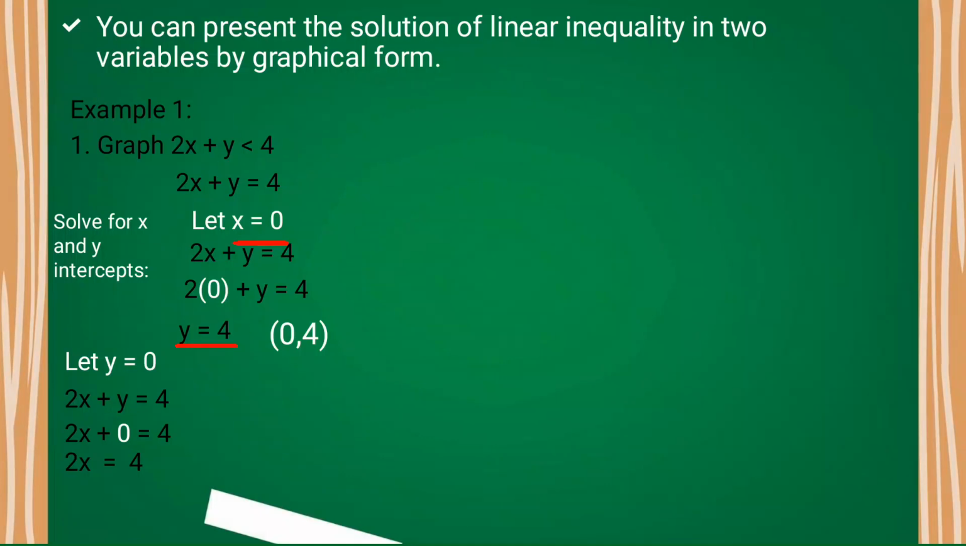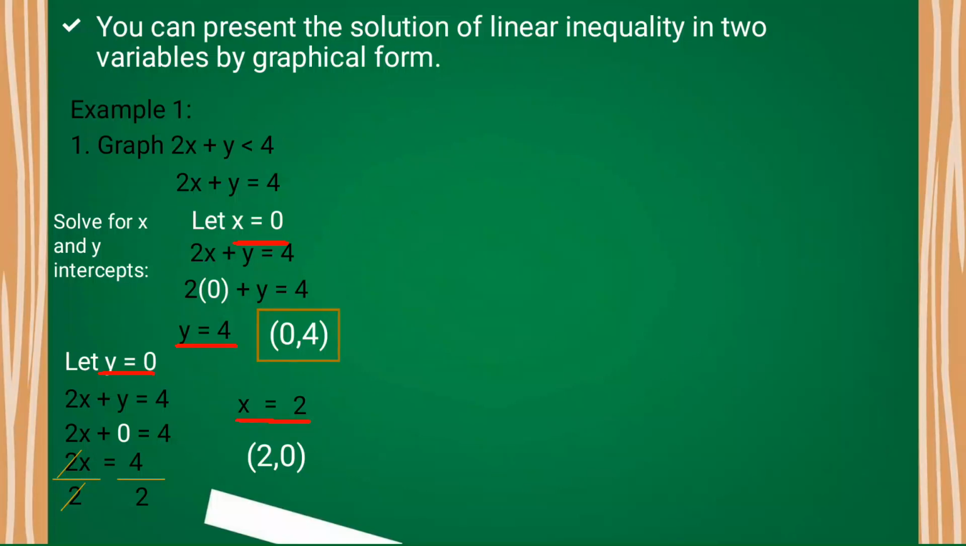So we have here 2x is equal to 4. Divide both sides by 2. And then 2x divided by 2, so remove 2. We have here x is equal to 4 divided by 2 is 2. So this time, we have x is 2, y is 0. Let us combine them. So we have here 2, 0. Now, we're done with the solution. Therefore, let us graph them.